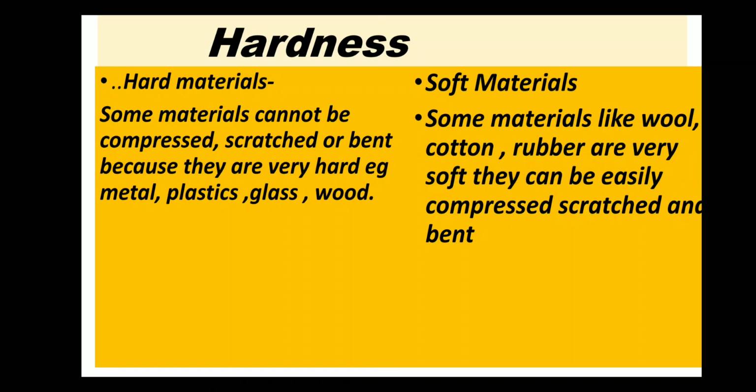Then next, hardness. So some materials are hard while some are soft. So some materials cannot be compressed, scratched or bent because they are very hard. Example, metal, plastic, glass and wood. These materials are hard materials and they cannot be easily compressed, scratched or bent. While some are soft materials like wool, cotton, rubber, they can be easily compressed, scratched and bent. Okay.